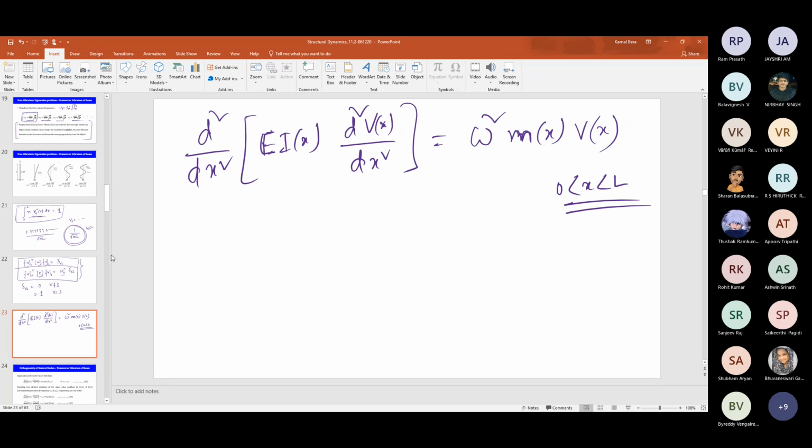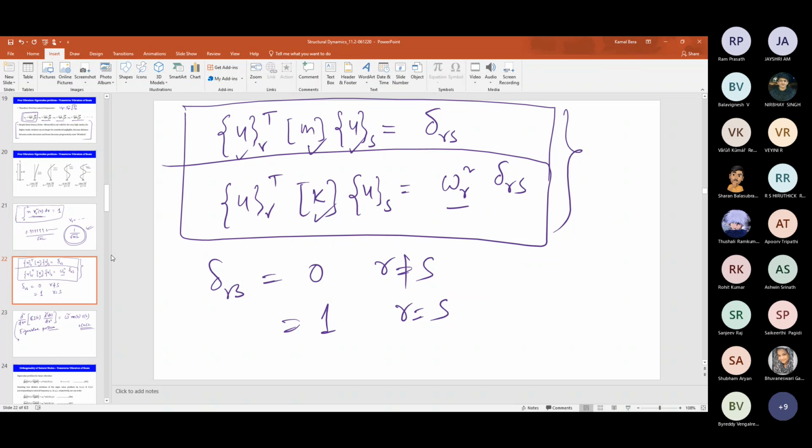This is the eigenvalue problem that we have already solved by applying the boundary conditions. For the simply supported beam and the cantilever beam, we obtained the characteristic equation, solved it to get the natural frequencies, and then obtained the mode shapes. Now we will consider this equation in a similar manner. You remember we started with the eigenvalue problem K u equals omega squared M u, valid for the rth mode and the sth mode.